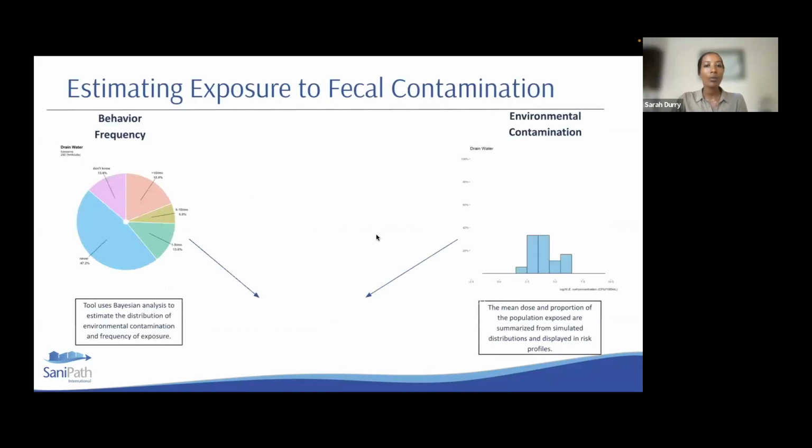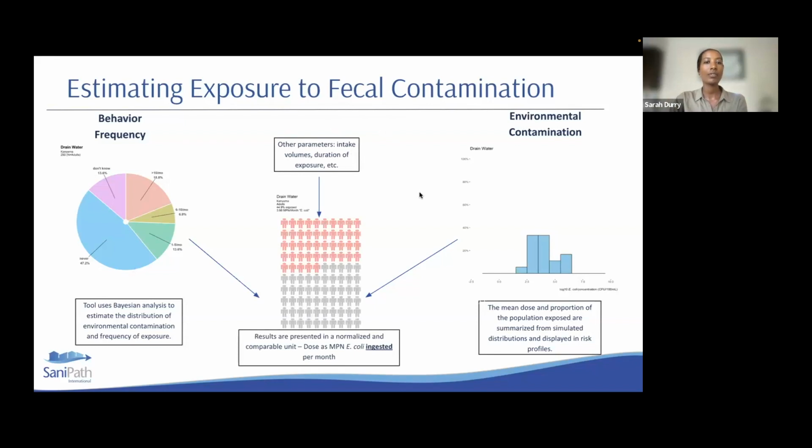Okay, so I want to show you how the data from each part of the study is combined to provide an estimate of exposure for a population. So on the left, the behavioral data from household, school, and community surveys. And on the right, the environmental data from laboratory analysis. In addition, we also have other parameters from literature and other studies that are combined to provide an estimate of the dose of exposure and percent exposed in a population.